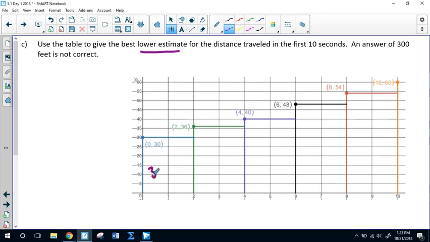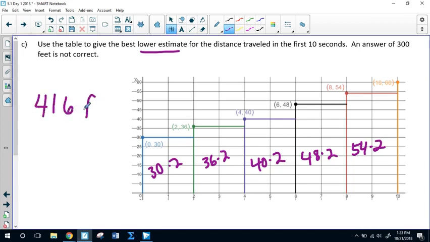So this one is 30 times 2, 36 times 2, 40 times 2, 48 times 2, and 54 times 2. Notice that we're not using the 60 because that value is an upper value. So you're going to multiply all these by 2, or you could add all of the numbers, the 30, 36, 40, 48, and 54 together, and then multiply the whole thing by 2. Either way, what you get when you add it all up is 416 feet.